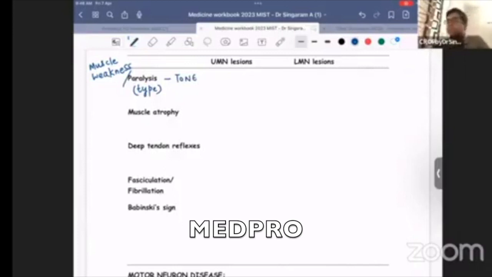Now think, if the upper motor neuron is damaged, that is what we call upper motor neuron lesion. What will happen? The inhibitory effect of the upper motor neuron on the lower motor neuron is lost. So there is nothing to inhibit the lower motor neuron. So the lower motor neuron will keep on exciting the muscle. And you tell me what will happen to the tone of the muscles.